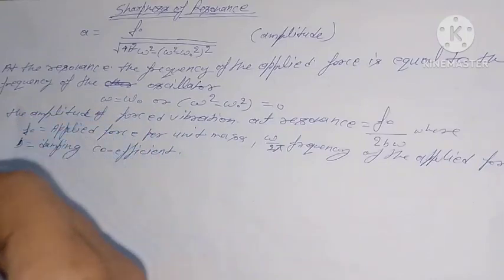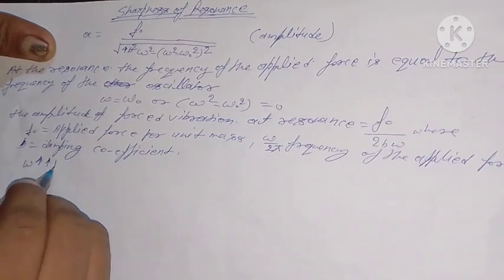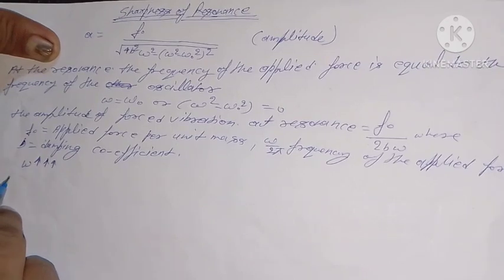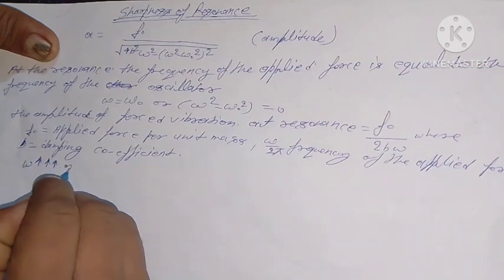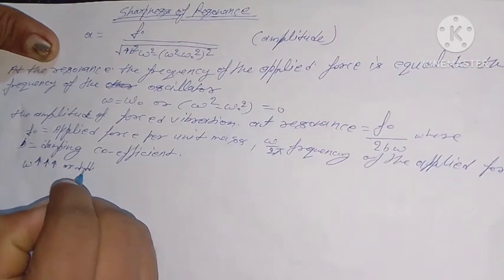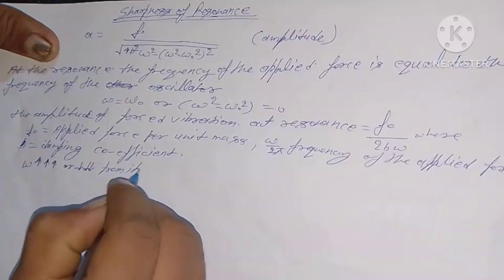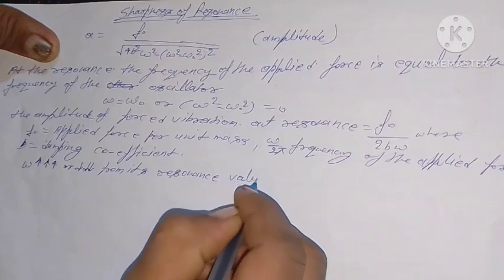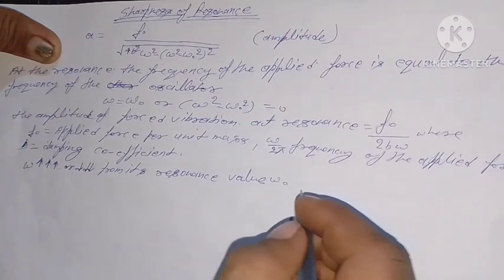As the frequency of the applied force omega is increased or decreased from its resonance value omega naught, the value of the amplitude always decreases.